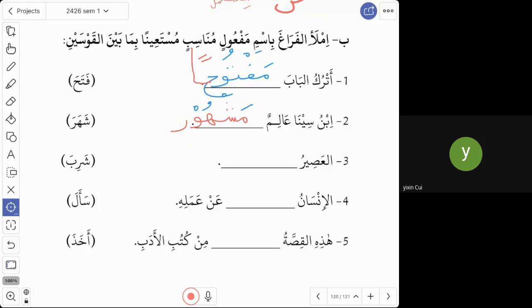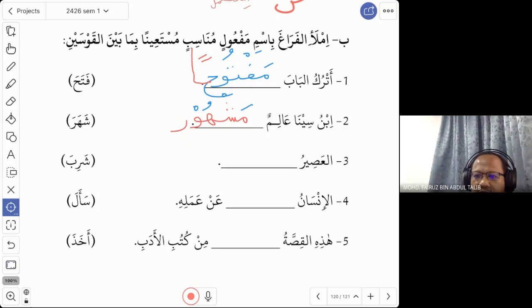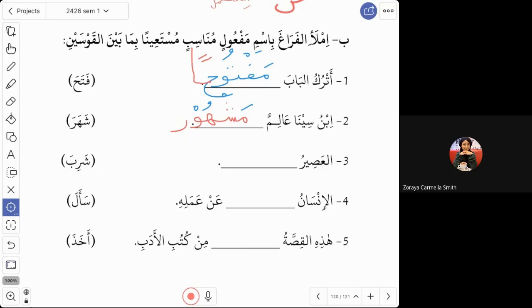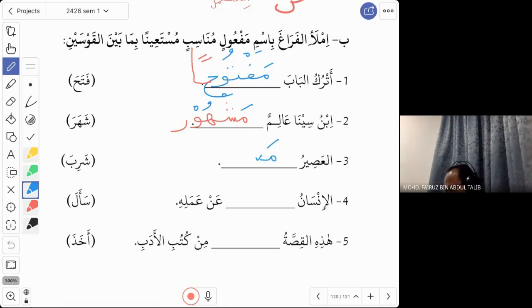Okay, number 3. Al-asir. Okay, now let us try. Ya Zoraya, try. Asir, number 3. Yes, Ustaz. Al-asiru mashrub. Naam. Shukran Zoraya. Yes, correct. Al-asiru mashrub. Yes, that is the isim maf'ul.